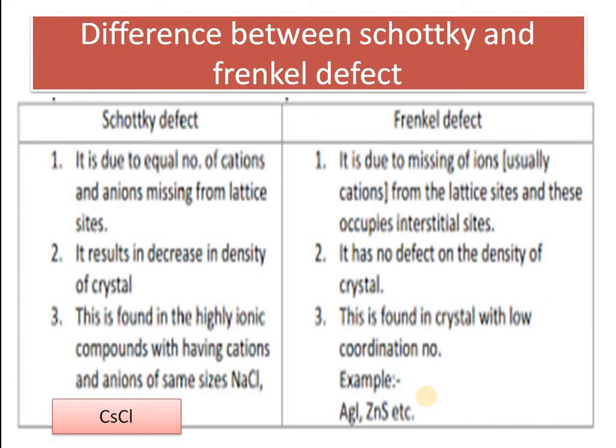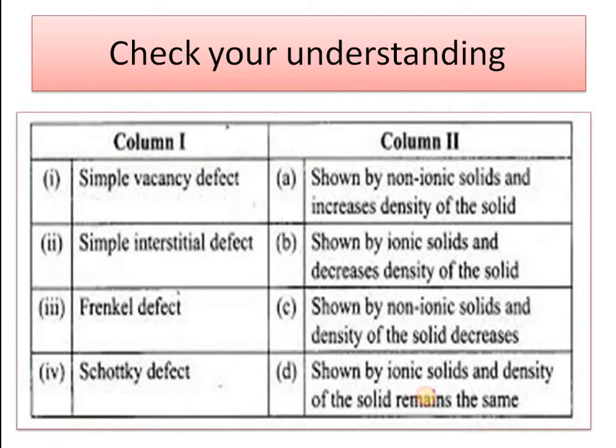So the basic thing is an equal number of ions missing, but here it is only the rearrangement of ions. It is an ion because it is in an ionic solid. So an ion will be missing from one side and take a place at some other lattice site. Density is decreased in Schottky, and there is no change in density in Frenkel. Schottky occurs in highly ionic solids having cations and anions of similar size, with high coordination number, and Frenkel has low coordination number.